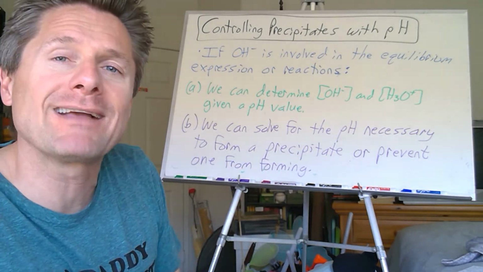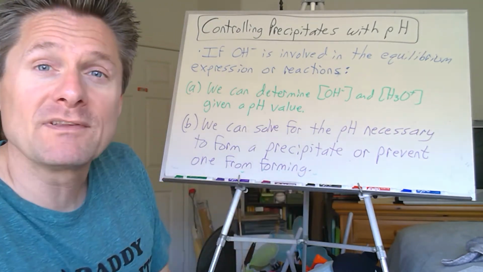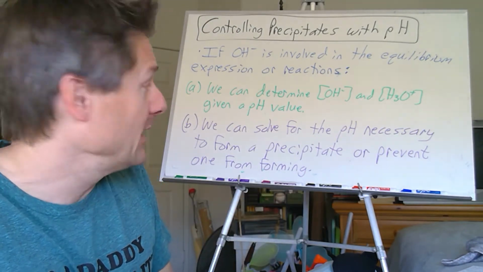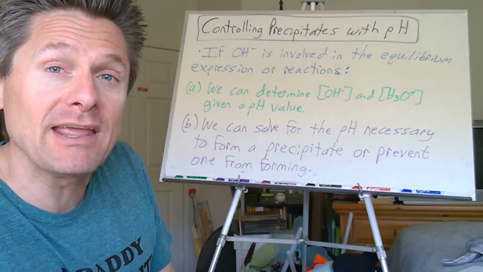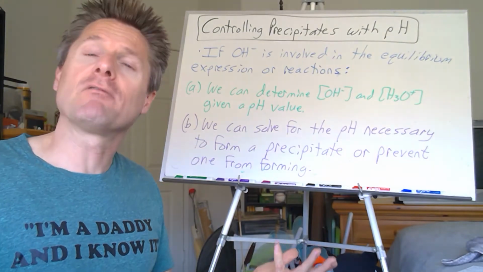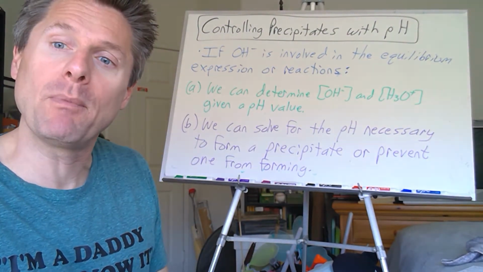What's the minimum hydroxide ion concentration we need to form that precipitate? Or vice versa, what's the maximum value of OH minus we can have to not get a precipitate? Anything above that, we get a precipitate. Anything below that, we won't. Several types of questions. Let's just do one of them and see how that goes. Let me stick a problem up on the board.